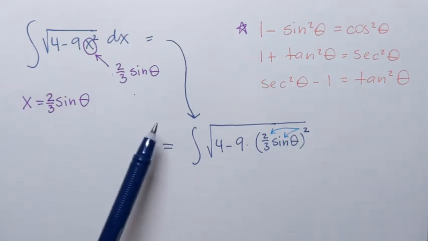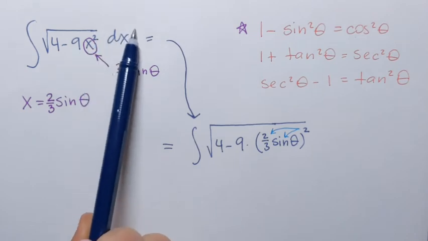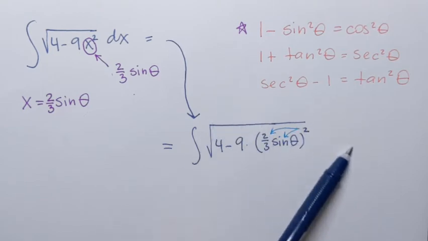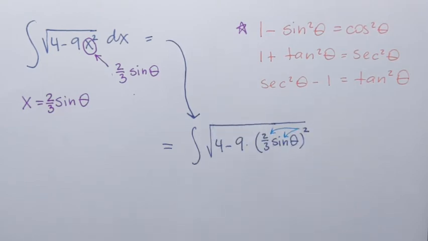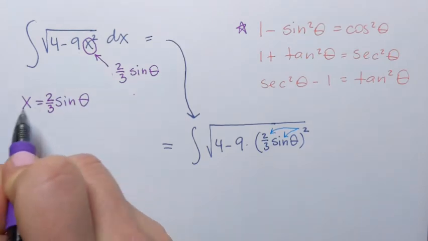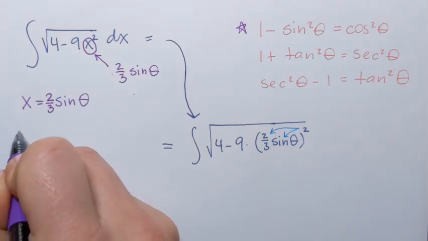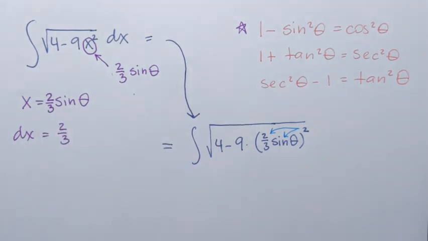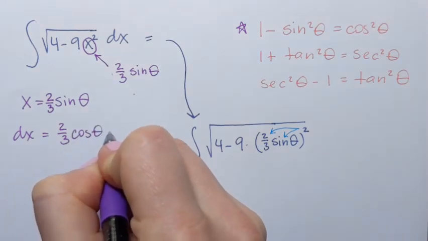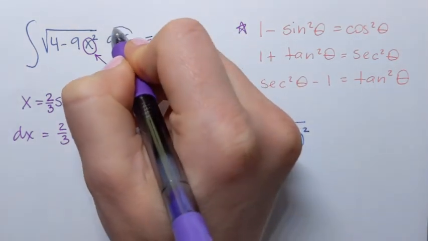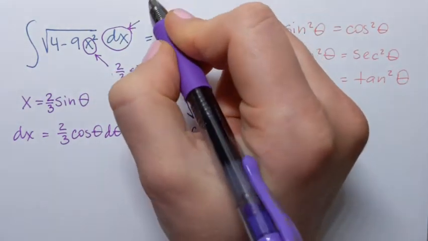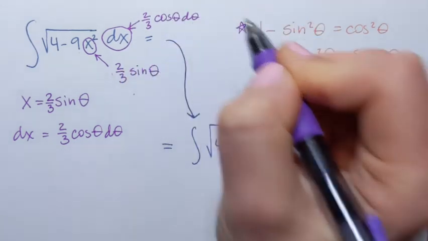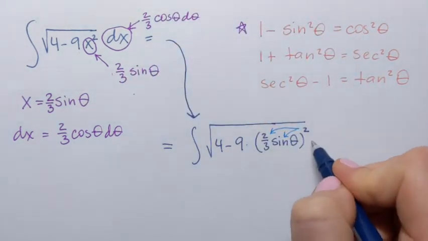And now we have to think about what to replace dx with, the differential dx. Everything has to be in terms of theta as soon as we perform the substitution. But dx is pretty easy to obtain from here. If x is 2/3 sine of theta, then dx is 2/3 cosine theta d theta. So dx I will replace with 2/3 cosine theta d theta. Okay, so I'm writing it here.